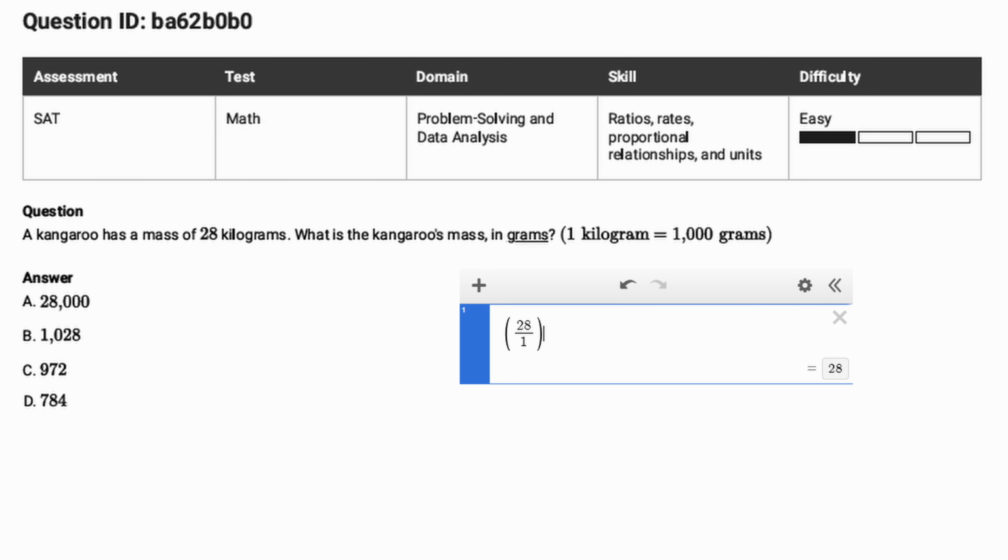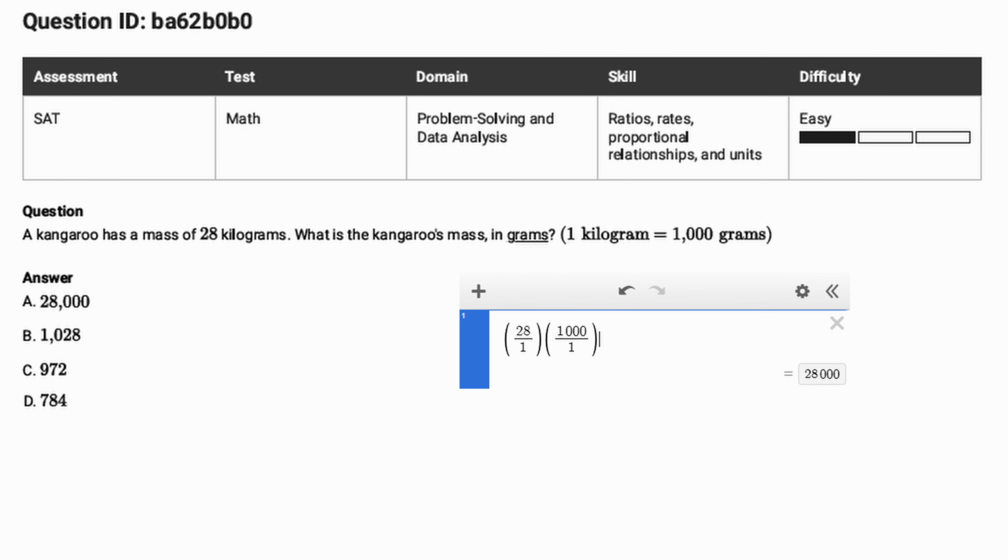28 kilograms over 1 gram times, and you want to put the kilograms diagonal to where you put it the first time. So I put it in the top left here. I want to put it in the bottom right now. So 1 kilogram goes in the bottom right, and 1,000 grams goes in the top right. And that's the conversion factor. So now we have grams as the final unit because kilograms cancels out. And we can see that the correct answer is A, because it's 28 times 1,000, which is 28,000.